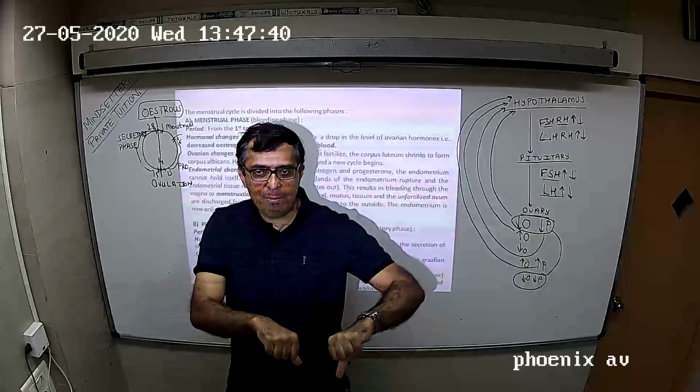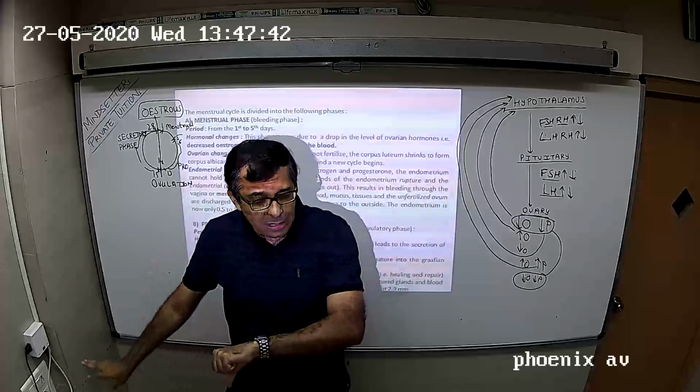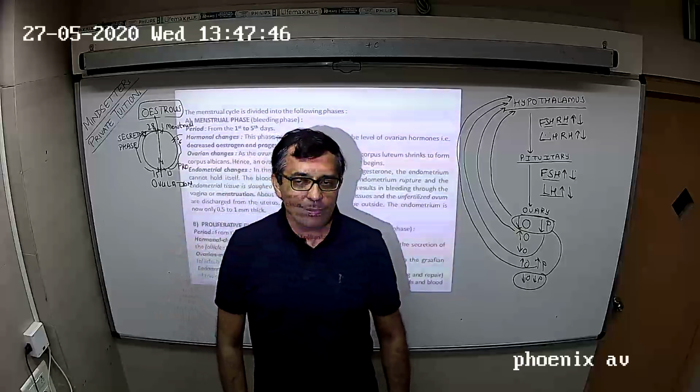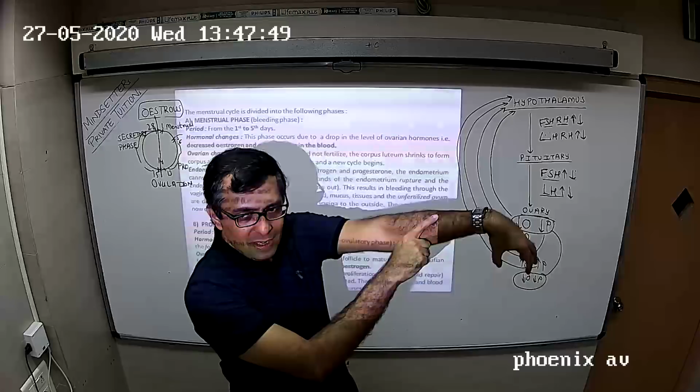Estrogen and progesterone become less, the endometrium bursts. The cycle repeats. But for a change, now ovulation takes place.